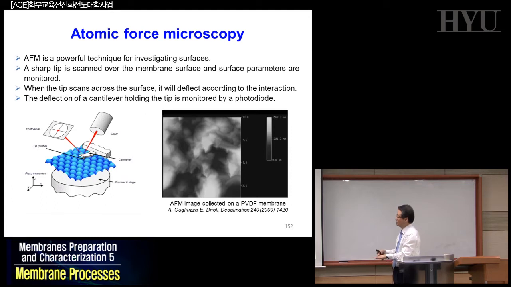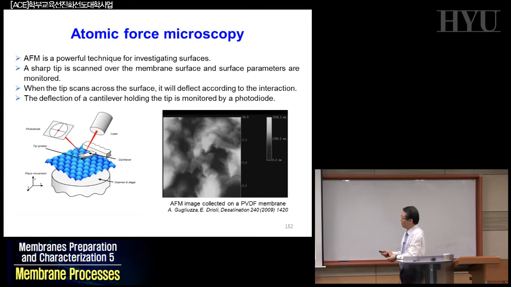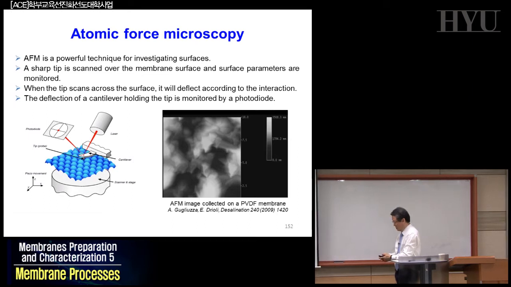So cantilever holds the tip, and it will be photodiodized and getting this digitalized image of the PVDF membrane in this case. So tip is very important, and this is very powerful tool as well. It also shows the roughness of the membrane, and the surface roughness will be also useful determining your topology of the membrane surface.